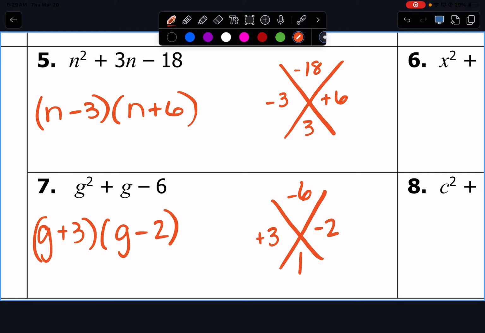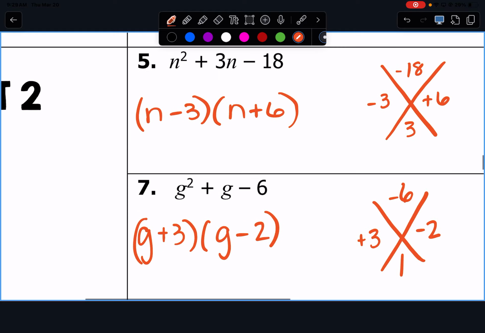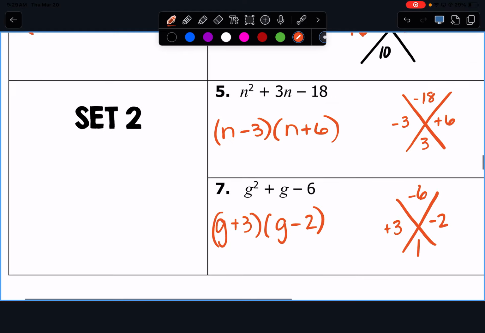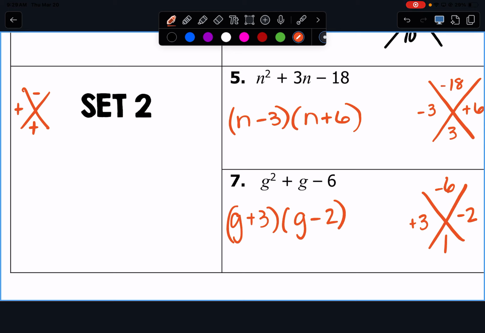Okay, in this case, when we look at it, we are having to multiply to get a negative, but add to get a positive. So our answers need to be positive and negative. And to get the answer to be positive, the bigger number is going to be positive.